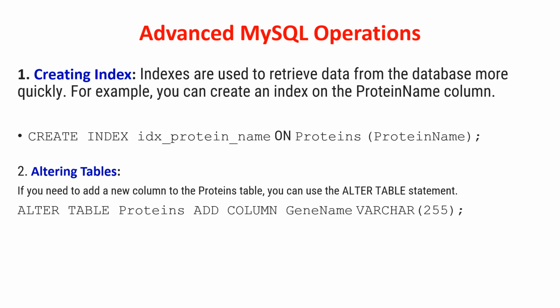Then ADD COLUMN. The column we are adding is gene name. Then the VARCHAR type is indicated, which shouldn't exceed 255. Then the semicolon closes that command.